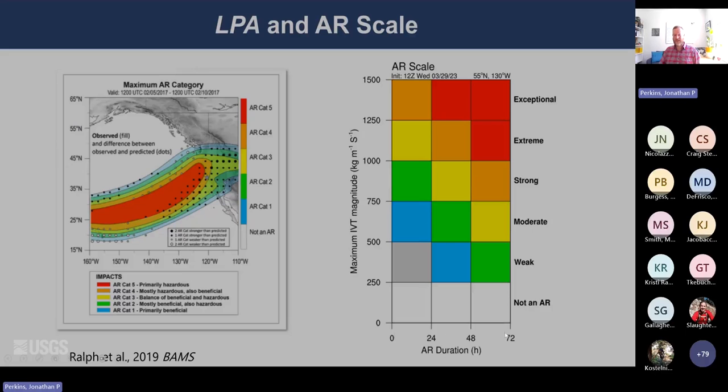So here you have on the x-axis the AR duration, and here the maximum IVT magnitude for that event. You can empirically split these into exceptional, extreme, so a category of basically 1 to 5, where 5 is the most extreme and 1 is low, right? They also applied a nominal label, whether this rainfall is primarily beneficial or primarily hazardous, and we can evaluate that directly, even though there's not much stock put into those categories, I should say.